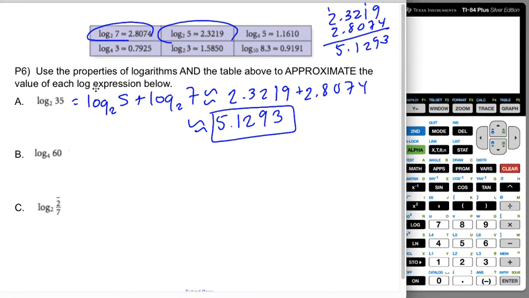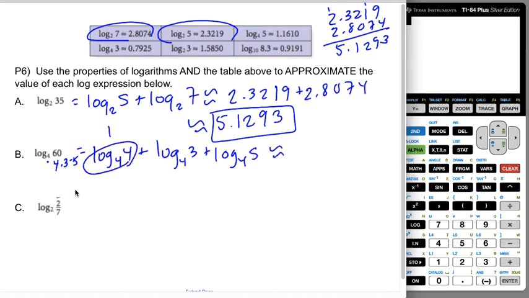So 60, I need to split it into 4's because I already have a base 4, and 3's and 5's. So this is actually a 4 times a 3 times a 5, because it's 12 times 5 or it's 4 times 15, any way you want to get there. So this is the log base 4 of 4 plus the log base 4 of 3 plus the log base 4 of 5. Well, this one's actually a 1, and the other two are approximated on the table. So this is going to be a 1 plus 0.7925 plus 1.1610.